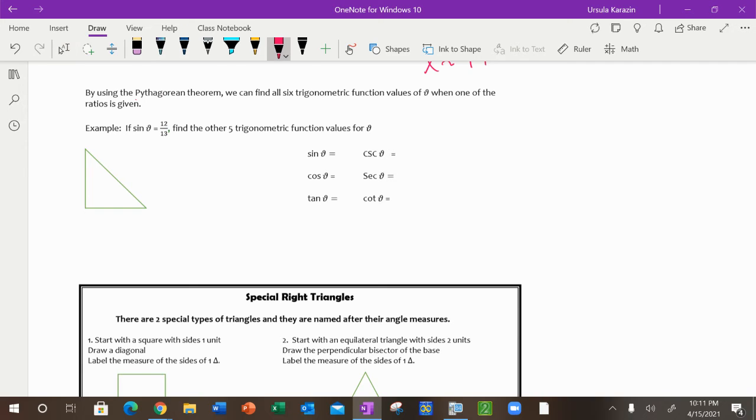Okay, so we're going to use Pythagorean theorem, and we're going to find all the function values of theta. That's theta. Remember, it looks like this when we write it by hand. And what they've done is they've given us the sine. They told us the sine was 12 over 13, and they want us to find all 6 of these. Well, look at that. One of them is sine, which they already told us was 12 over 13. So guys, don't get all 6 wrong. If you can't figure out how to do all of them, you can at least get one of them, whichever one they gave you.